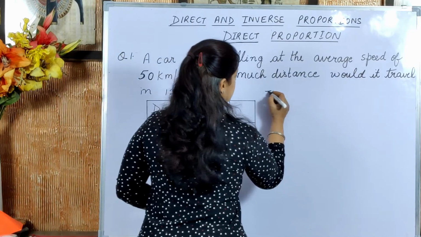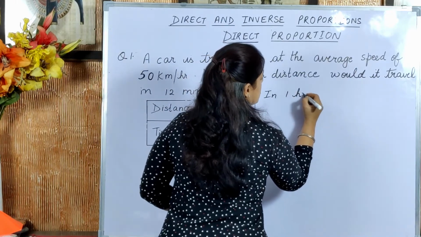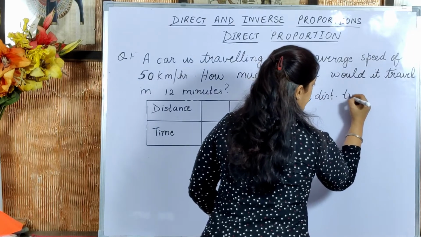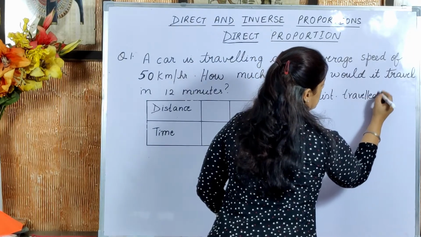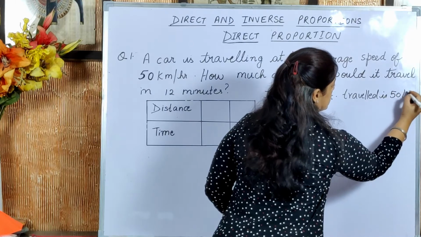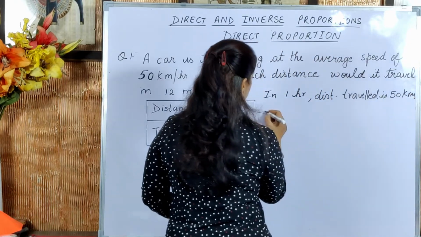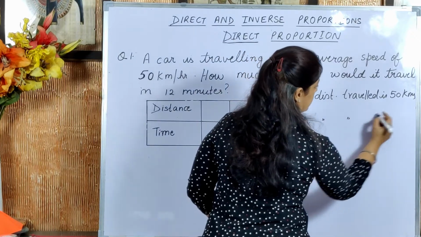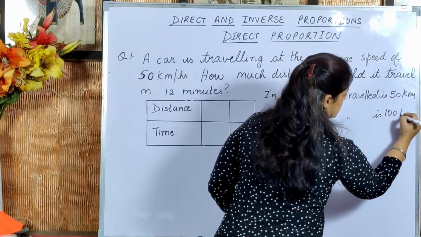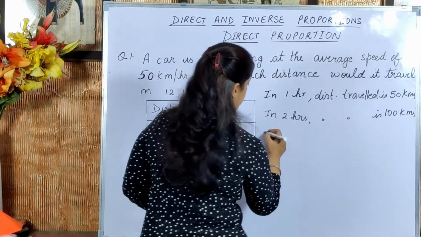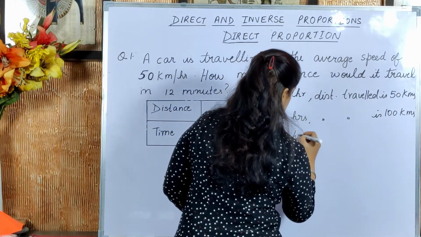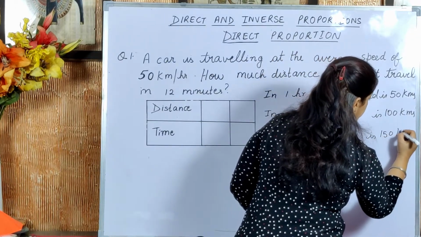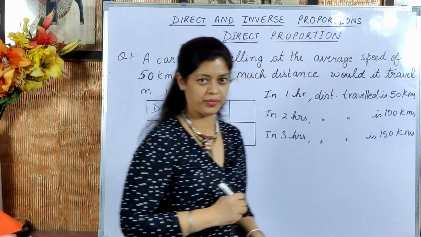So in 1 hour, distance covered or distance traveled is 50 kilometers. In 2 hours, distance traveled is 100 kilometers. In 3 hours, distance traveled is 150 kilometers, and so on.